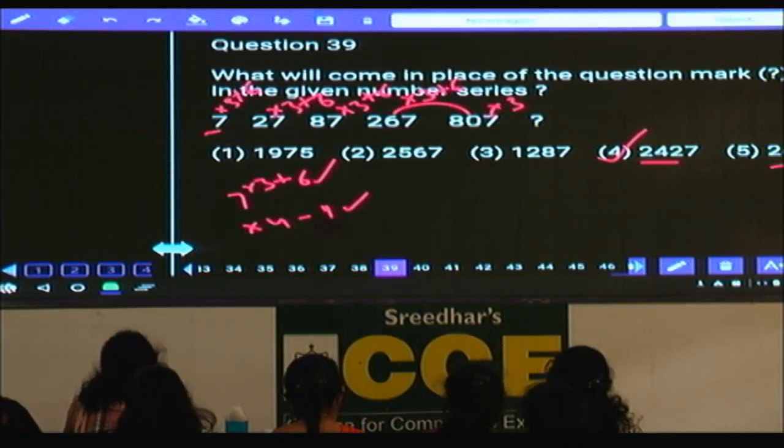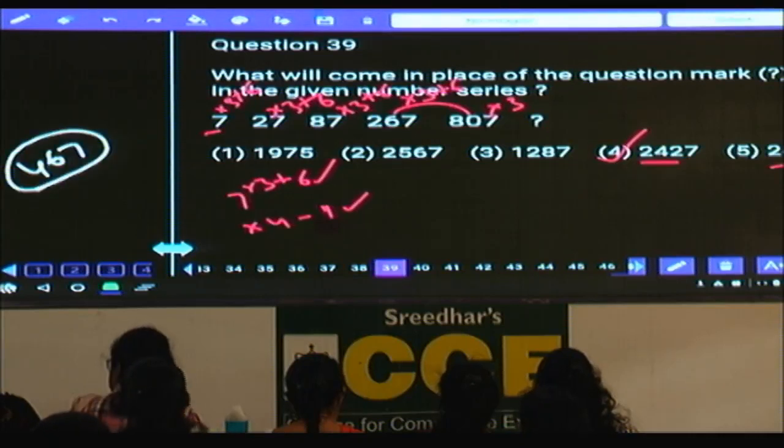Now this is about paper number 467. And again, number series is again important to your examination.